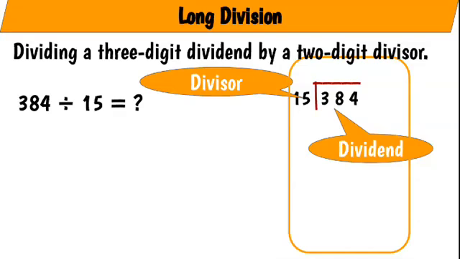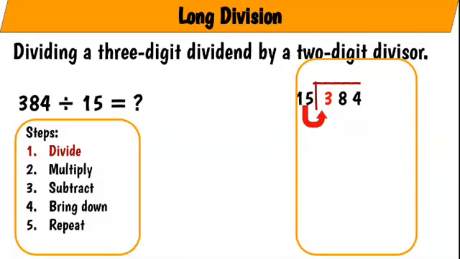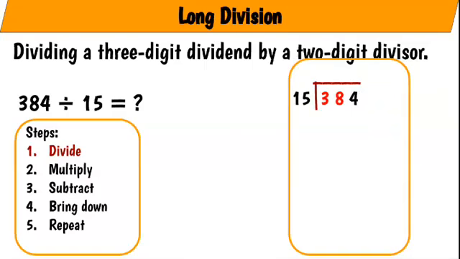So now we can start working. Here we have our steps. Here we are going to divide. Now we're looking at our first digit in our dividend and we're asking ourselves, using our divisor 15, how many times can 15 go into 3? We cannot. So now we have to join that 8 with that 3. So move on to the next digit.